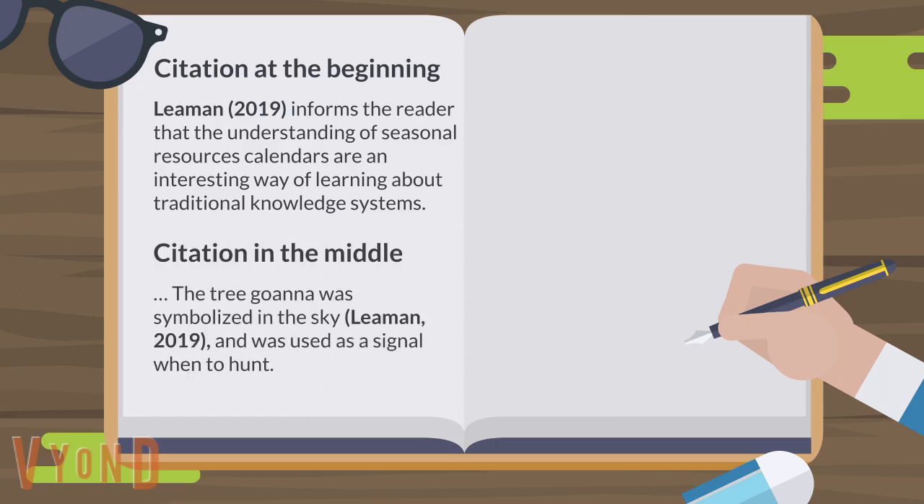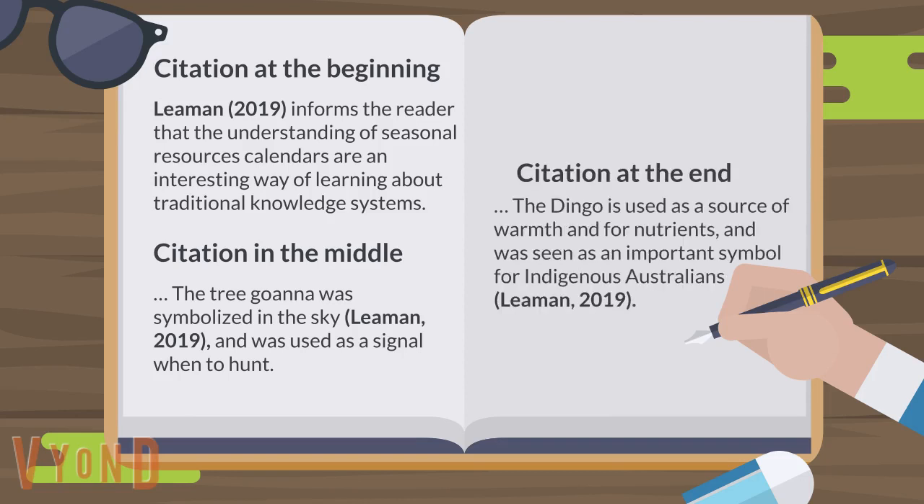If a citation is in the middle, you would continue your sentence and then you would put the surname of the author followed by a comma and then the date, and then remember to close it in round brackets. If the citation is at the end, again in round brackets you have the author's surname followed by a comma, the date, close it with a round bracket, and your full stop.